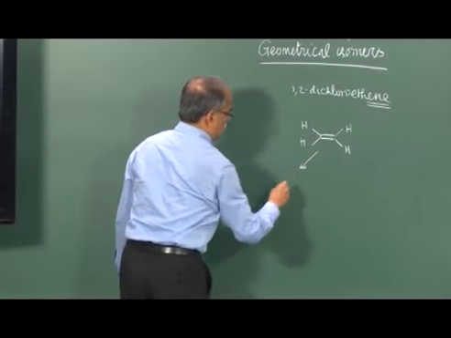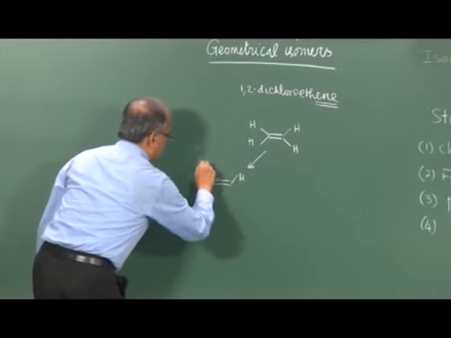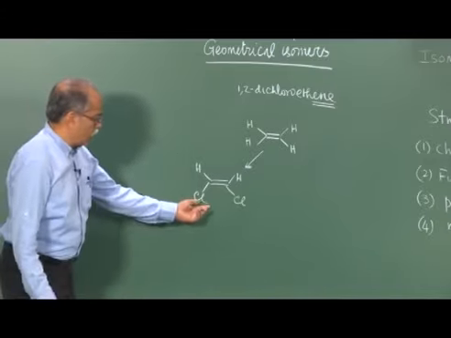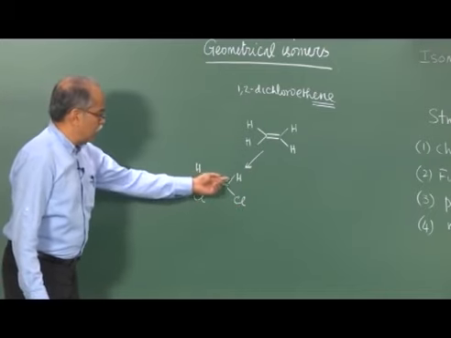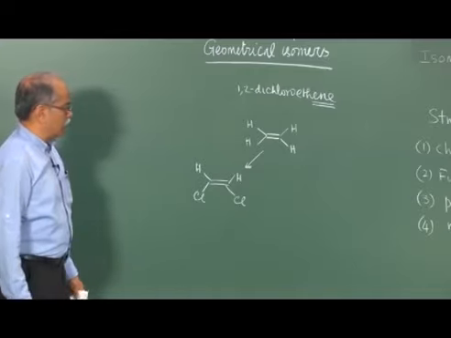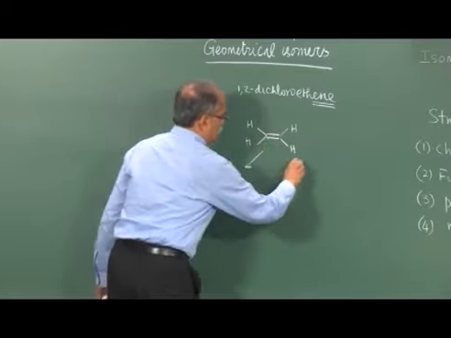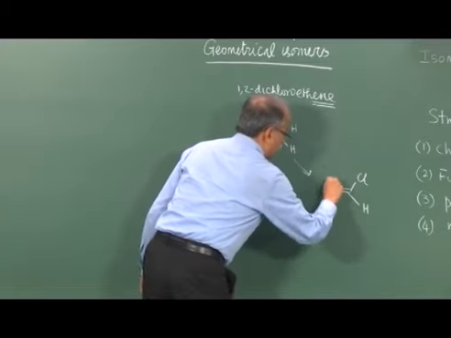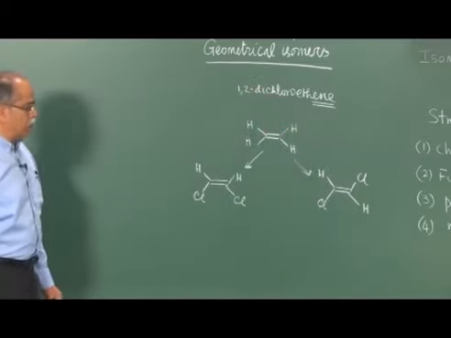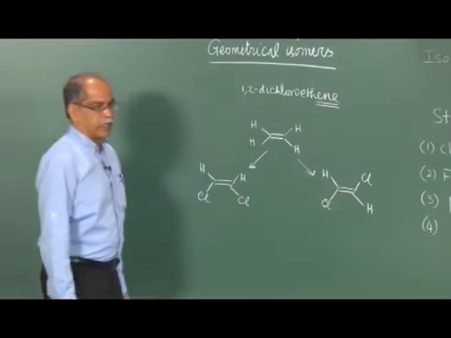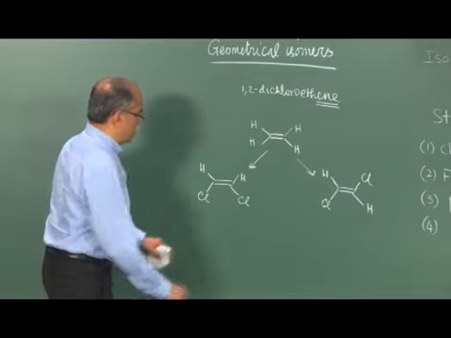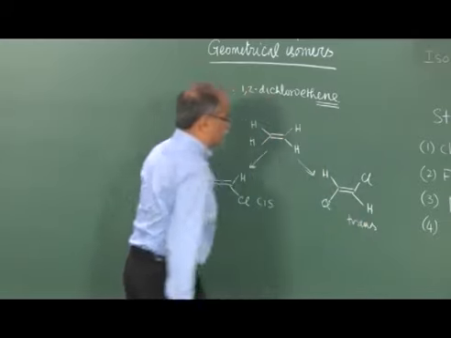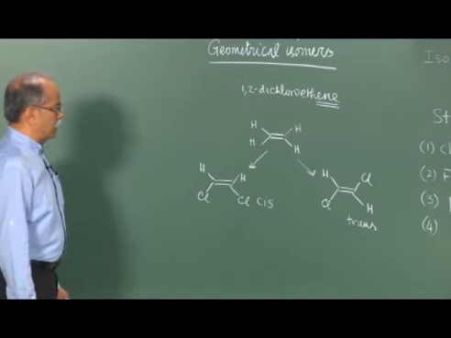Let us, for example, replace these two hydrogens by two chlorines. What one gets is a structure wherein the two chlorine atoms are on the same side of the double bond. So are the two hydrogen atoms, they are also on the same side of the double bond. On the other hand, let us replace these two hydrogens and see what happens. Now, the two chlorines are on the opposite side of the double bond. Similarly, the two hydrogens are also on the opposite side of the double bond. Now, this is what is known as the cis isomer, and this is called the trans isomer. And this is an example of geometrical isomerism.